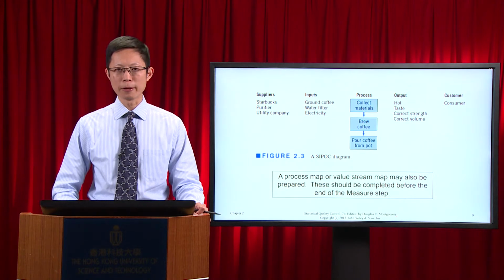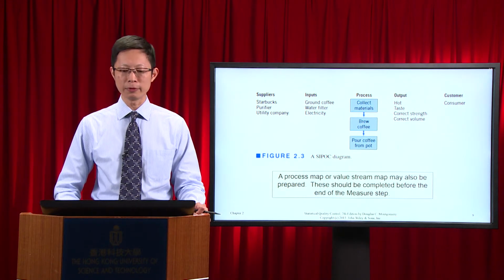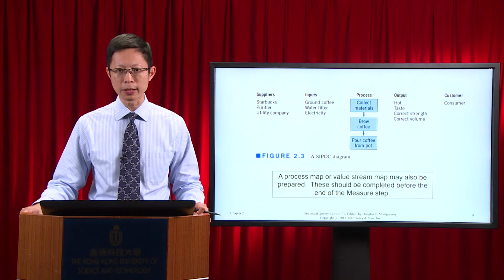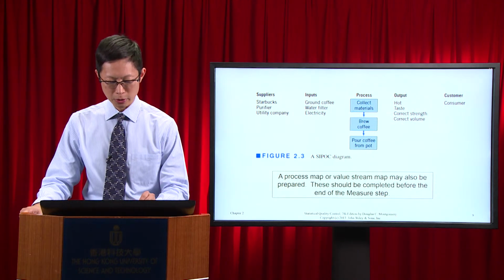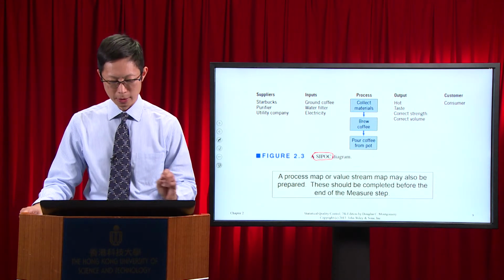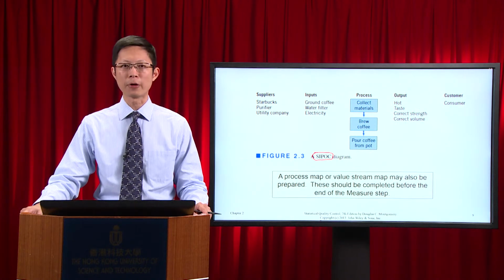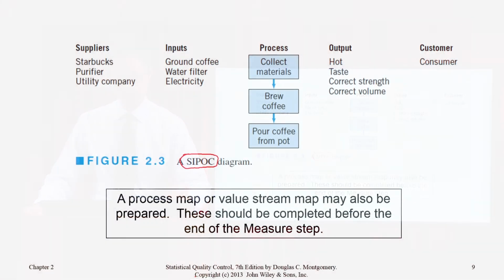Another tool that's also quite important in the define phase, to get a better understanding of the process, is called the SIPOC. SIPOC, S-I-P-O-C, is made of five English words: supplier, input, process, output, and customer. Those five English words give us the SIPOC.